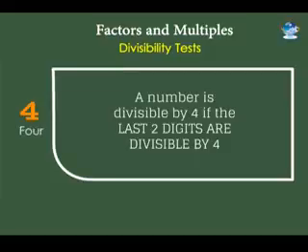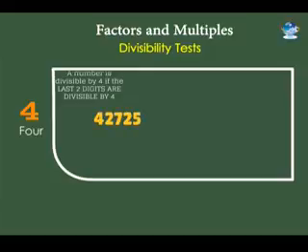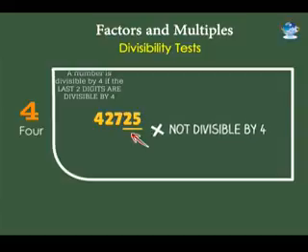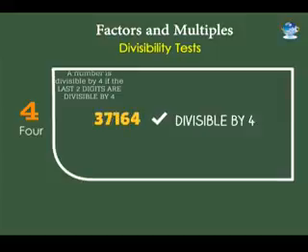A number is divisible by 4 if the last two digits are divisible by 4 or are 00. For example, 42,725 is not divisible by 4 because its last two digits are not divisible by 4. 37,164 is divisible by 4 because 64 is divisible by 4.